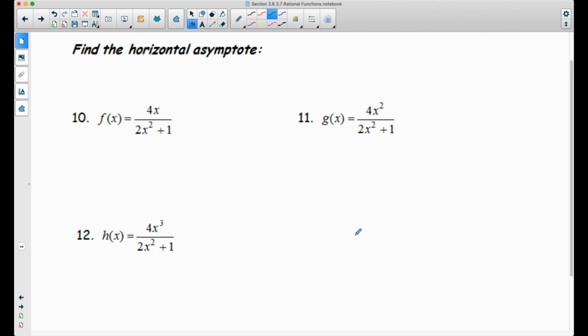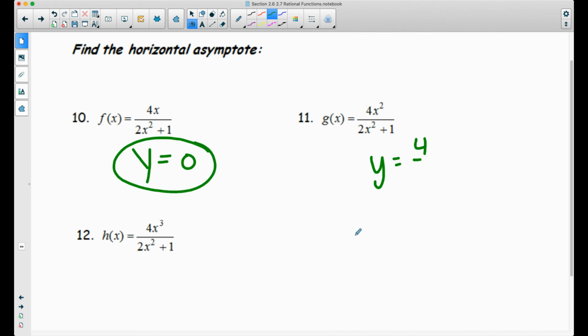Right. Who has the highest degree on number 10? Denominator. So as bad math language as it is, the bottom does. So the bottom wins. So yo at the bottom. So literally, it's just y equals 0. Yo at the bottom. Who has the highest degree on number 11? It's a tie. They're the same. Squared and squared. So we would say y equals 4 over 2, which is y equals 2.